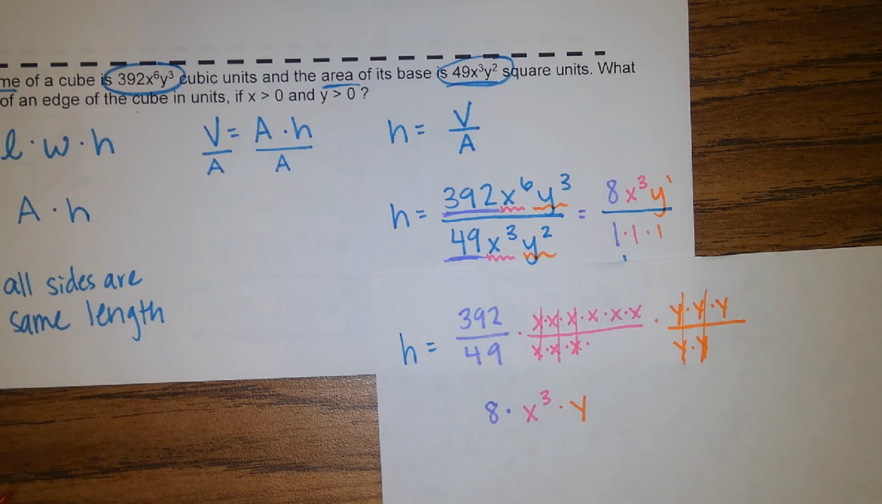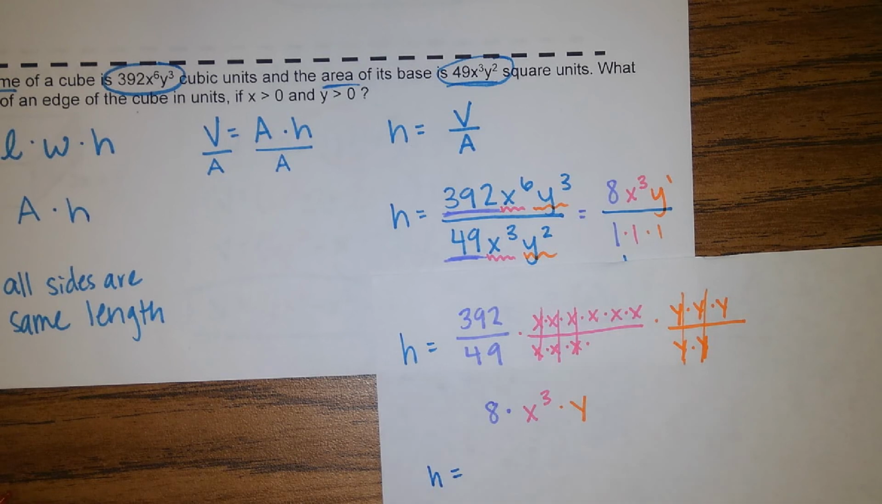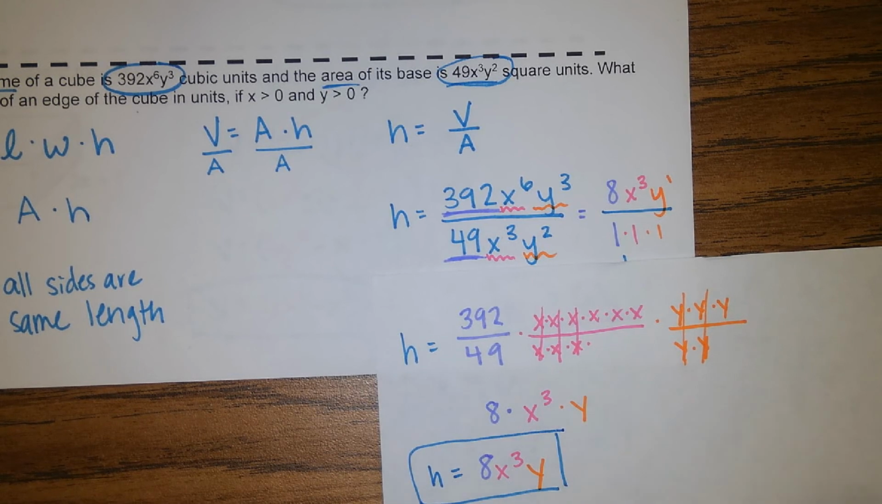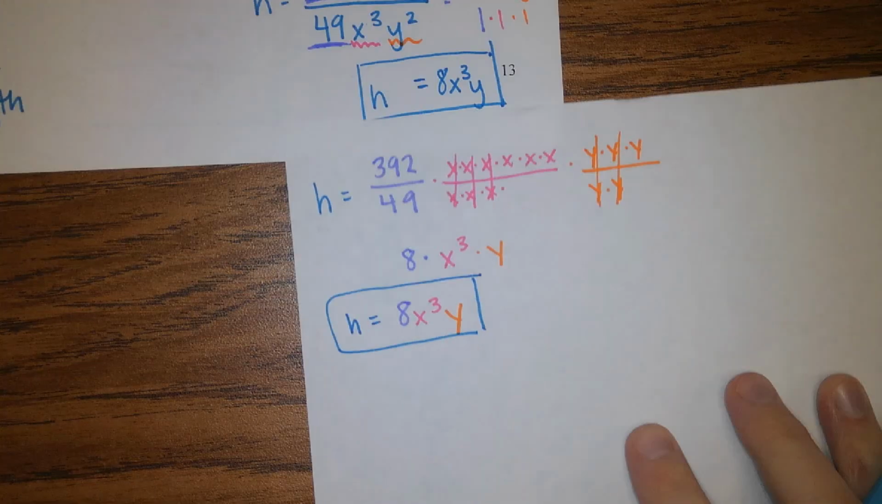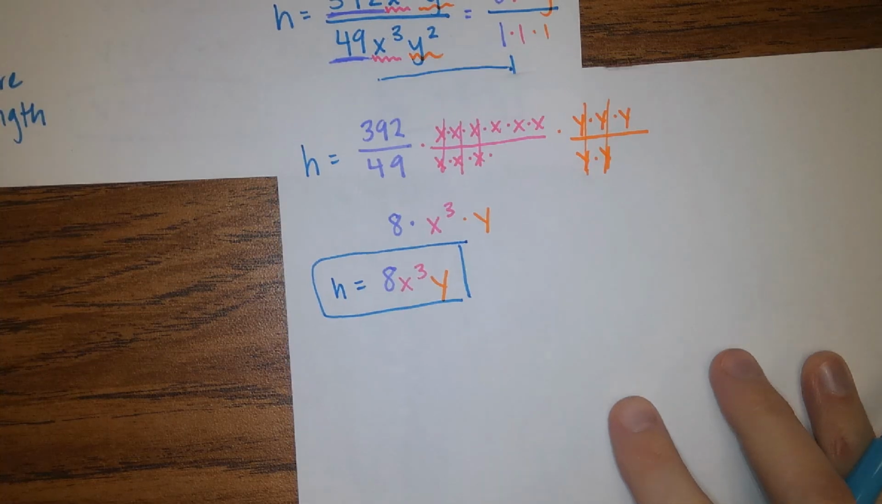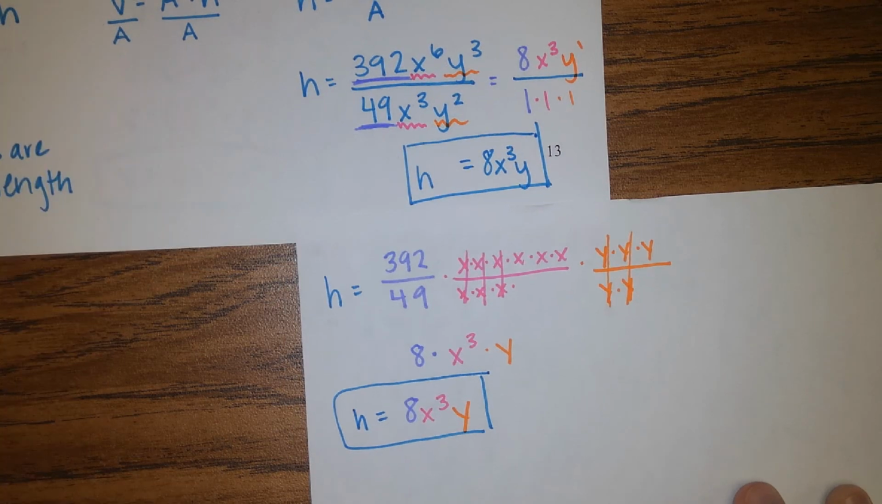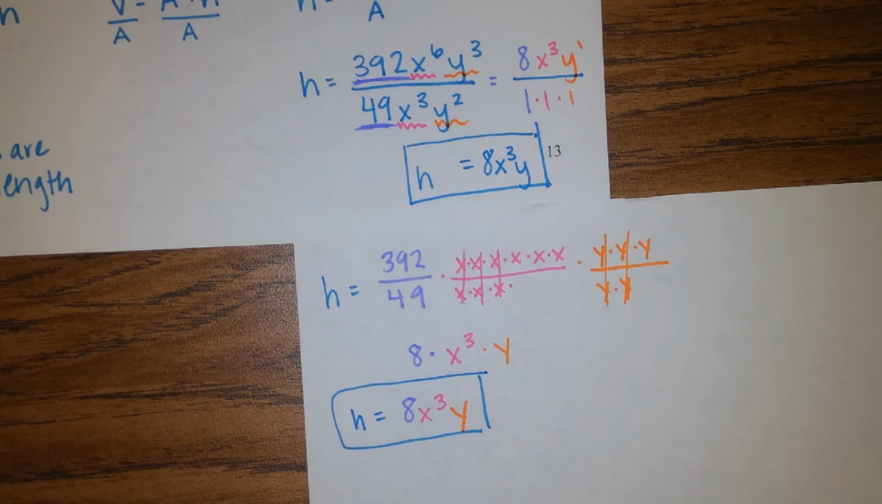So our final answer would be 8x cubed y. And you see that we get the same, oops, I guess you can't see that, sorry, it's little. And so you see that we get the same answer either way we do it: 8x cubed y if we separate it out, or if we do it this way.